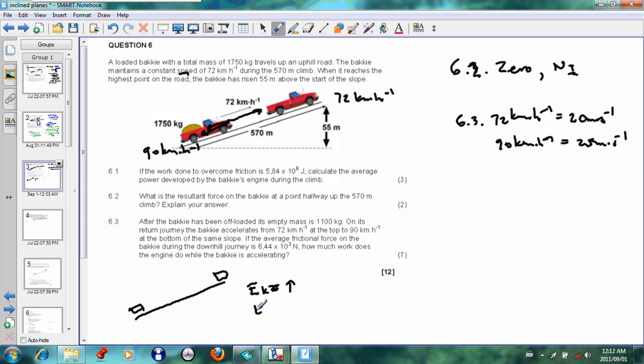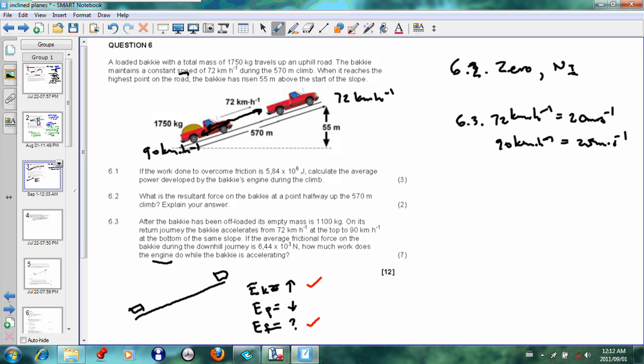All right. And then we see that the EP went down because your height was 55 meters and then you're coming to the ground. And we see that there was energy of friction which was required to be overcome by the engine. Now the question is, how much work does the engine do? Now the engine does work to increase the kinetic energy, and the engine does work to overcome friction.